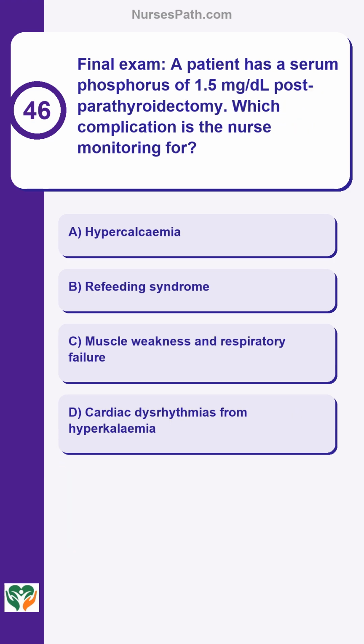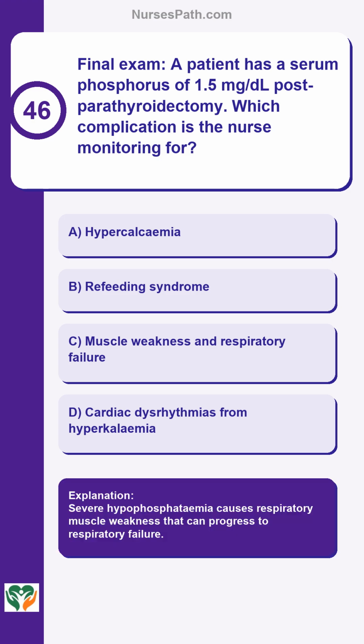Question 46. Final exam. A patient has a serum phosphorus of 1.5 mg per deciliter post-parathyroidectomy. Which complication is the nurse monitoring for? Hypercalcemia, refeeding syndrome, muscle weakness and respiratory failure, cardiac dysrhythmias from hyperkalemia. Severe hypophosphatemia causes respiratory muscle weakness that can progress to respiratory failure.